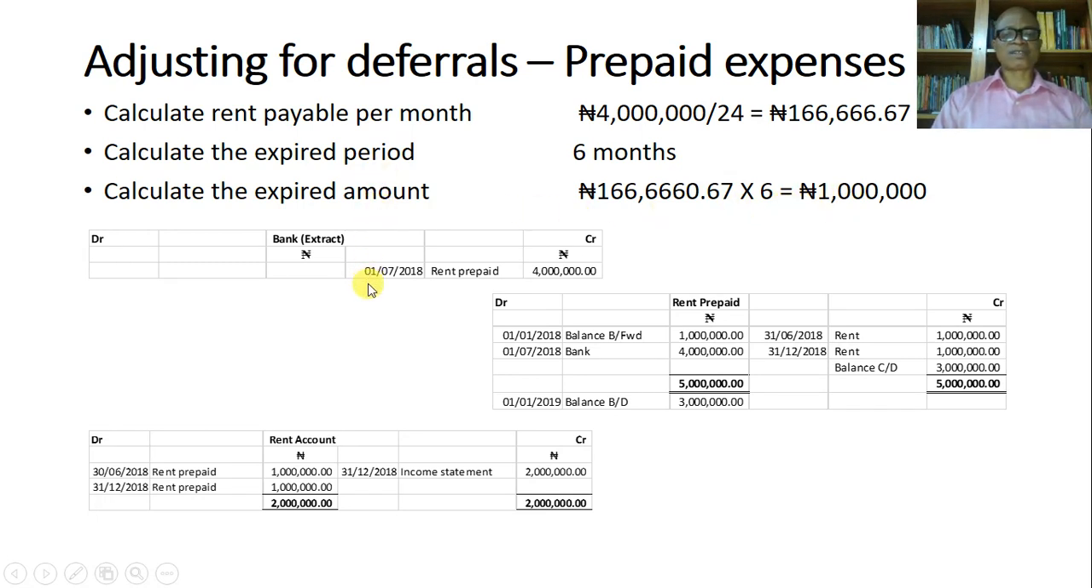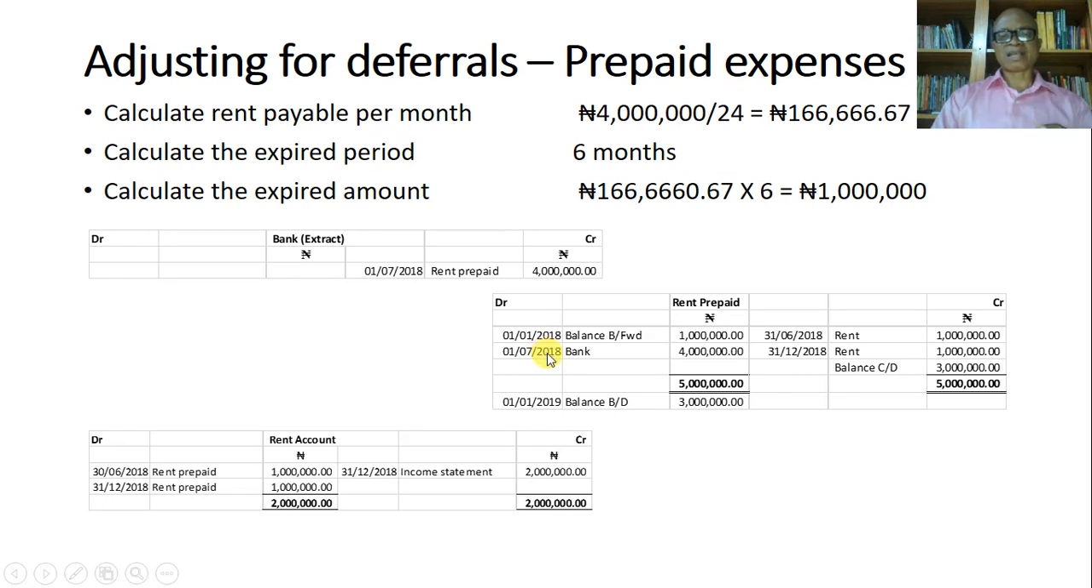So for the amount paid by the entity, it was paid on the first day of July 2018, so money will leave the bank. There will be a credit to the bank account, and then a debit into the rent prepaid account. Look at it here, the rent prepaid account. Then don't forget that there was a balance brought forward for rent prepaid. How much? 1 million on the 1st of January 2018. Balance brought forward was 1 million. An amount of 4 million was paid on this particular date.